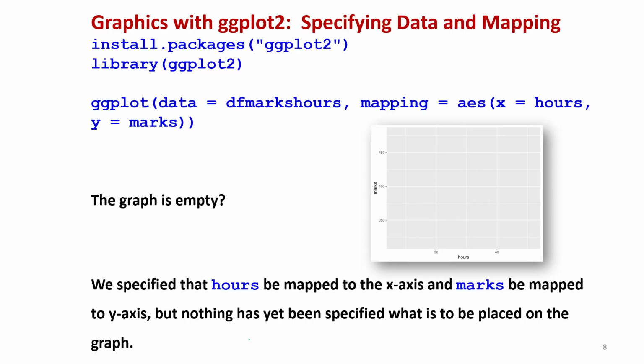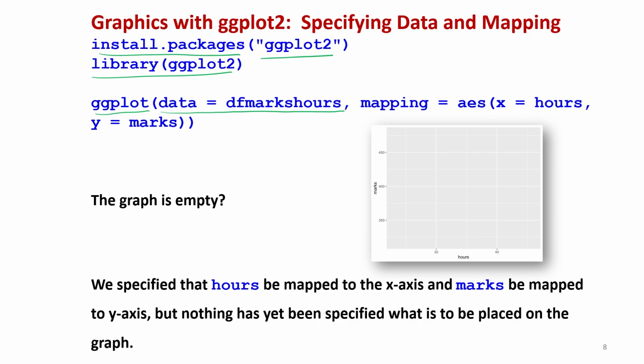In order to specify the data and the mapping, first we need to install the package ggplot2. So we use the command install.packages, and you can install it. I already have it installed on my computer. Then I load this package using library(ggplot2), right? And then I use the command, as I told you earlier, ggplot with data equal to df_marks_hours. Now I need to specify what is to be plotted on the x and y axes.